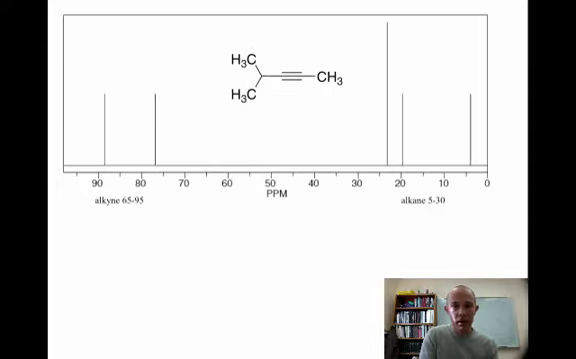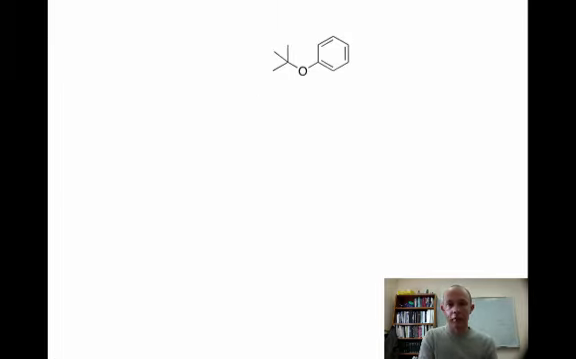So let's see what that looks like. We have 1, 2, 3 peaks from 1, 2, 3 sp3 carbons, and then we have 1, 2 alkyne peaks. So that's exactly what we predicted. Okay, let's look at another one.